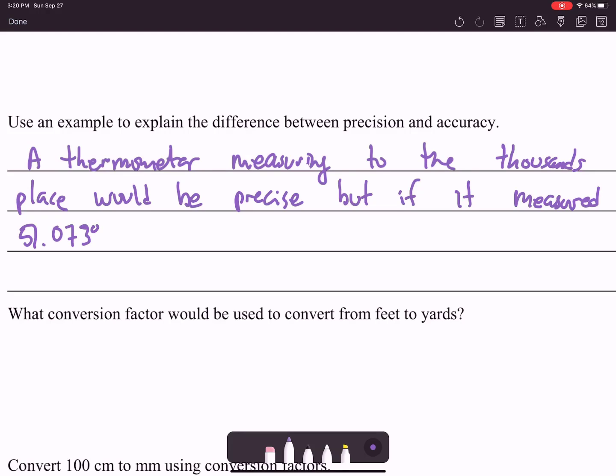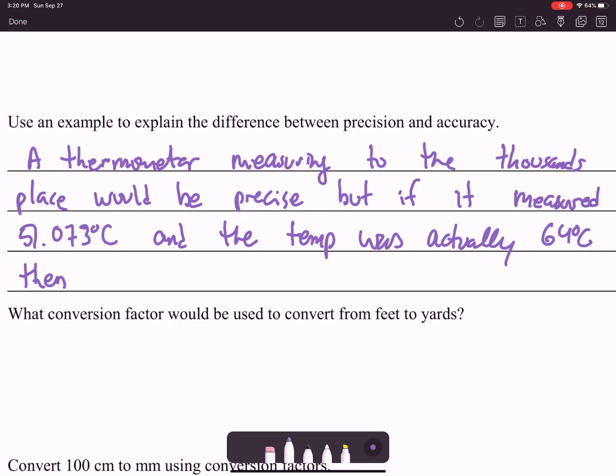51.073 degrees Celsius, and the temp was actually 64 degrees Celsius, then it would not be accurate. So you can be precise and not accurate. You can also be accurate and not super precise, right?